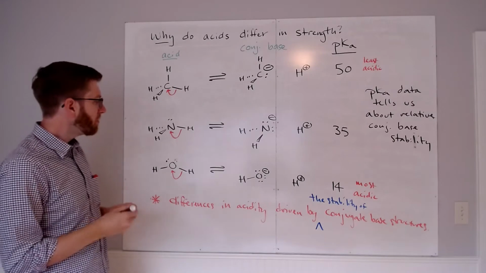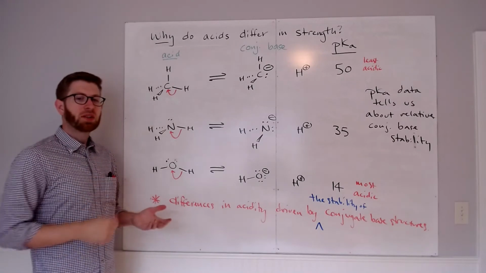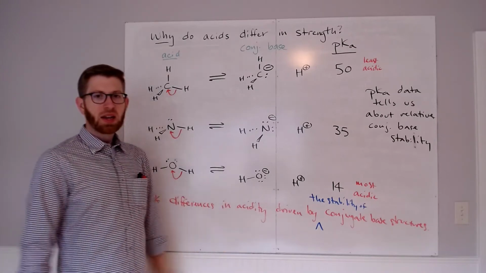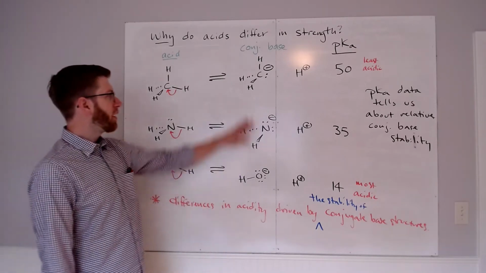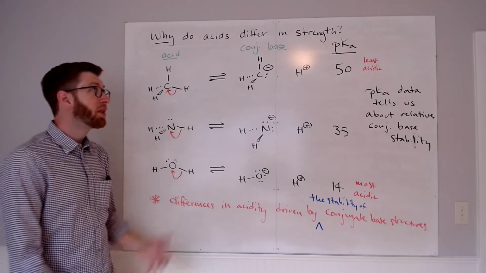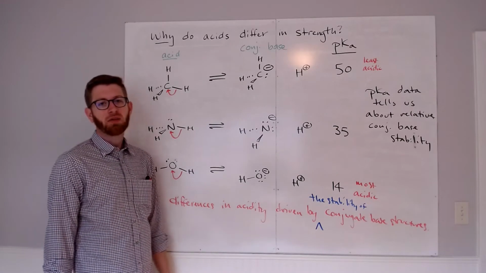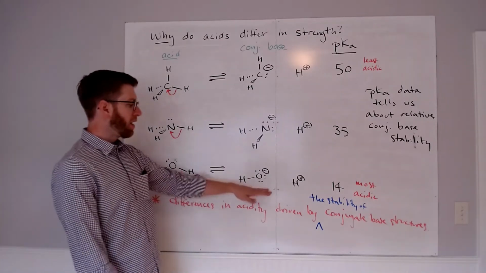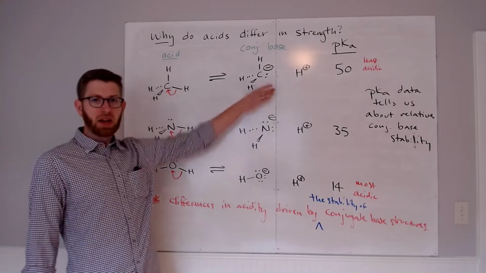Perfect. So the last question then that we need to deal with in this section of the video is, why is it that the hydroxide anion is more stable than the methane anion? We can basically say that that is true because of the pKa data and what we know about relative acidity, but we are not yet ready to explain why this anion is more stable than that anion.